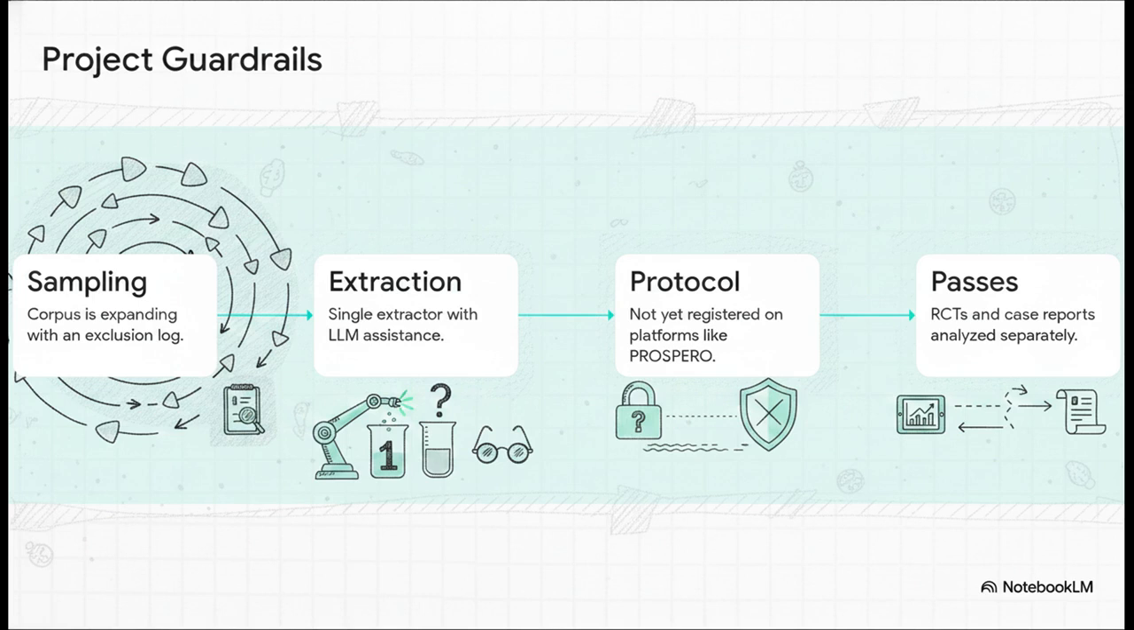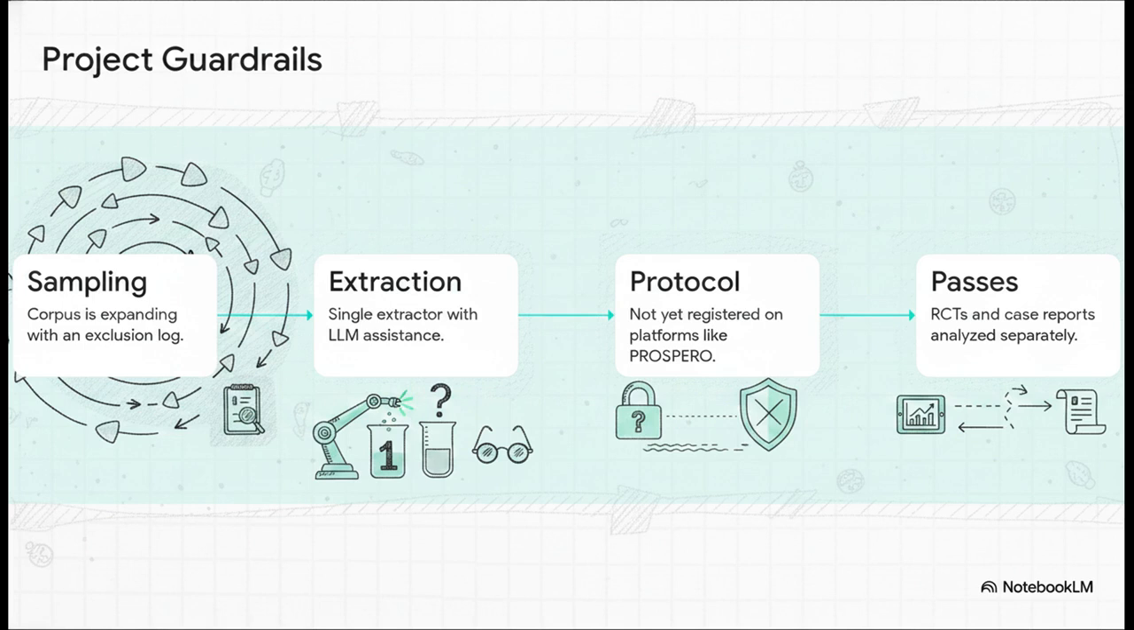First up, incomplete sampling. The corpus right now is a work in progress. They started at 12 out of 78 available case reports and are currently expanding, maintaining a really strict log for anything that gets excluded. Second, it uses a single LLM-assisted extractor. They don't yet have an independent second human reviewer, though they do spot check against the source PDFs. Third, there's no pre-registered protocol yet on platforms like Prospero. That means it's a rigorous synthesis, for sure, but not a registered one.